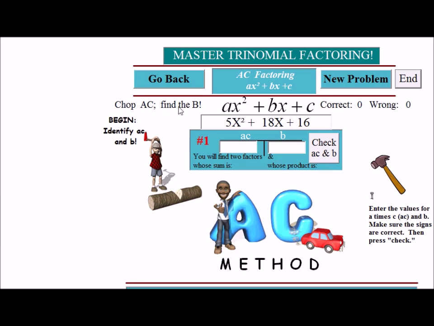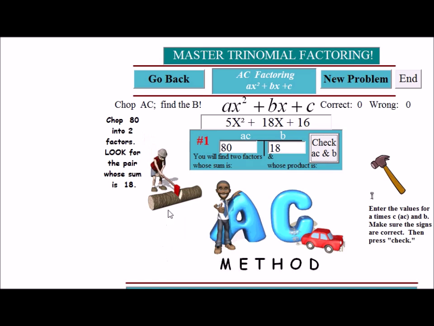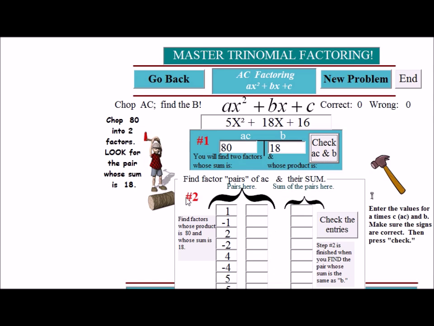We have an equation in the form ax squared plus bx plus c. The first step is to identify what AC is and what b is. AC is this number times that. 6 times 5 is 30. That would be 80. So a times c is 80 and b is 18. Check that and we win. Now we want to chop that into two parts, all the ways we can get.